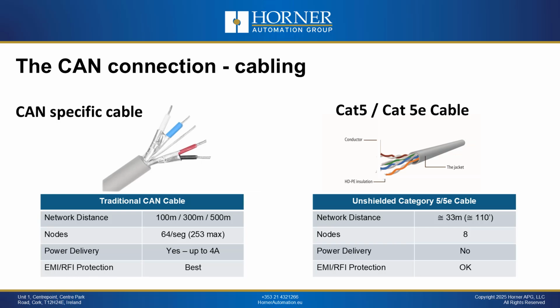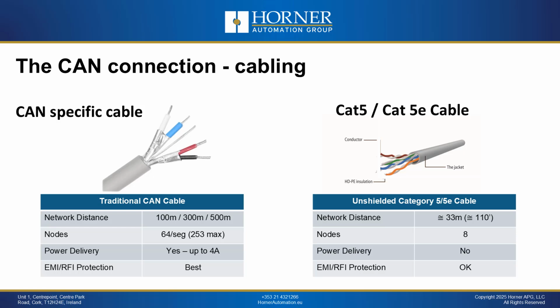Now let's talk about some of the limitations with the 2 different types of cable. As we mentioned before, with CAN specific cable, there are 3 different variations. Depending on the variation, you get a network distance of either 100 meters, 300 meters, or 500 meters. You have as many as 64 nodes per segment, and you can also use repeaters to expand the number of nodes up to 253. You can do power delivery up to 4 amps, and from an EMI/RFI noise protection standpoint, it is the best.